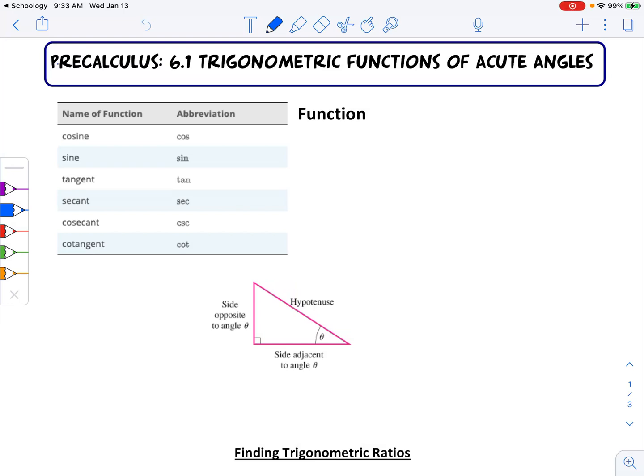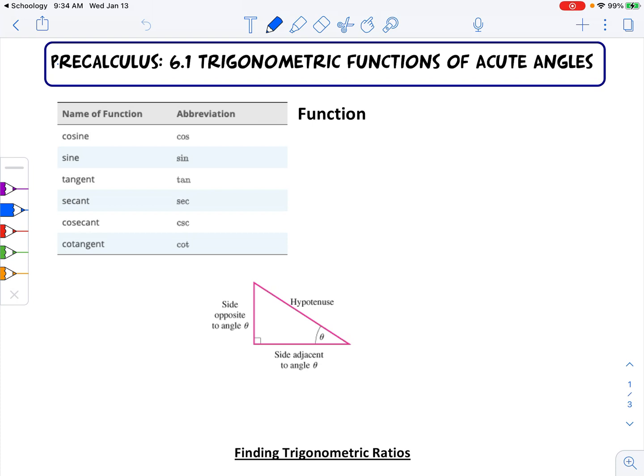Welcome to section 6.1, all about trigonometric functions of acute angles. So most of this will be review. If there's anything I teach a certain way and you preferred a different way, go for it. I just show one way, but there are definitely multiple ways to solve this. So first thing I want to talk about is the names of functions.